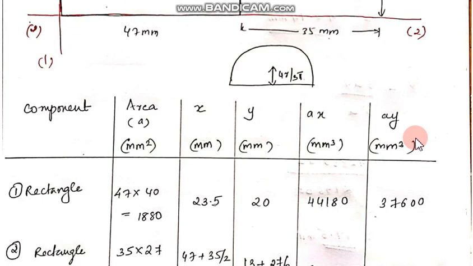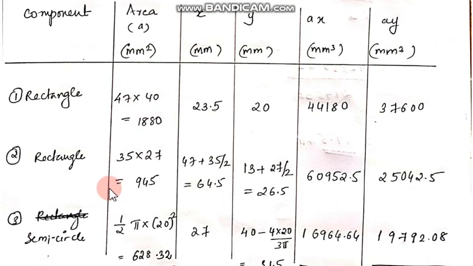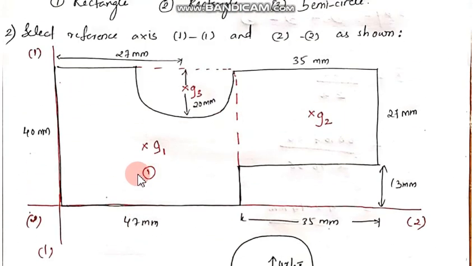So the components I have written here: rectangle, rectangle and semicircle. And area of rectangle is length into breadth. So big rectangle, small rectangle, I think you can write this easily. Now what is the x distance for the big rectangle, the small rectangle and the semicircle? First we will see the x. Okay, I will be explaining it here only.